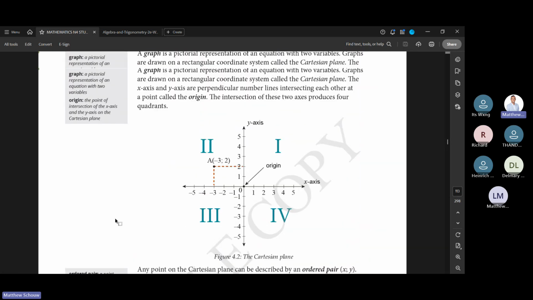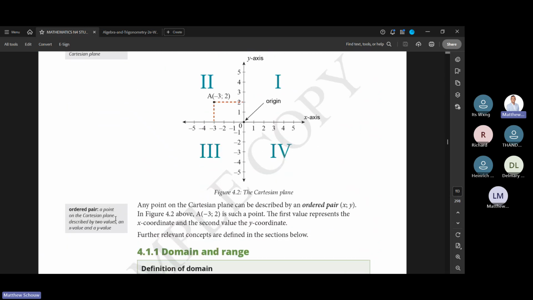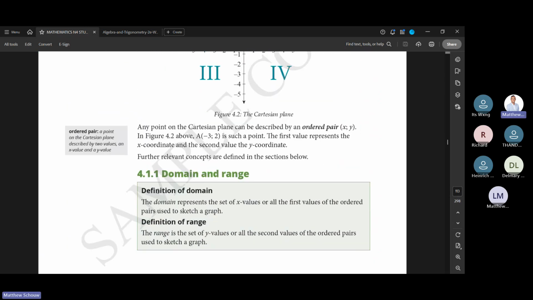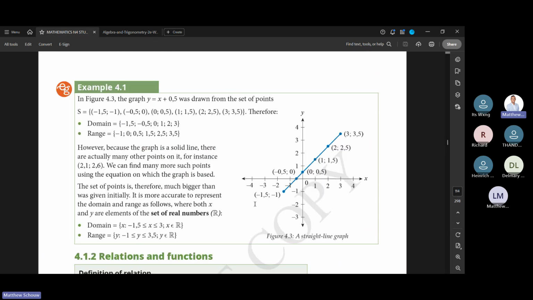So again, we're familiar with the Cartesian plane. I don't need to talk about this. We've got an X and a Y axis. We all know this. The two main definitions which you must know are the domain and range. The domain essentially represents the set of X values for whatever graph or function you're dealing with. The range essentially represents the Y values. We'll talk about this as we unpack further.